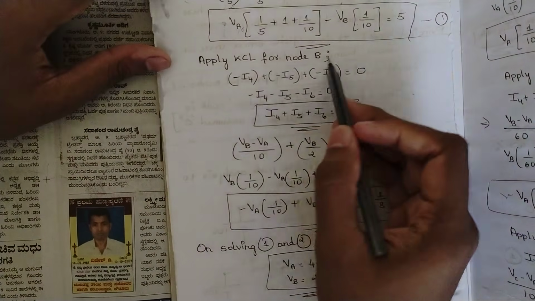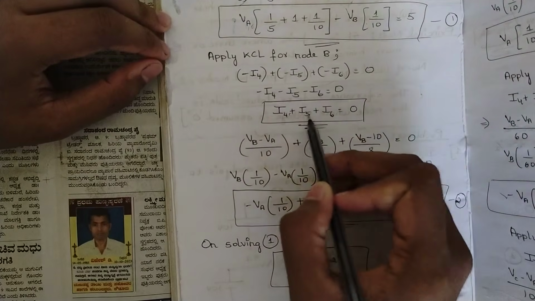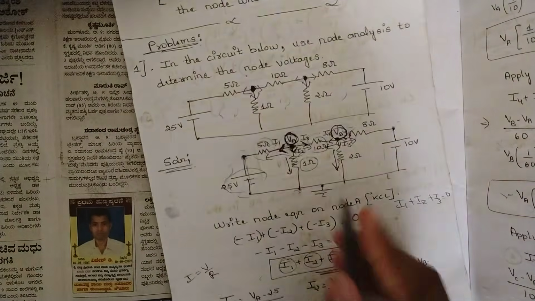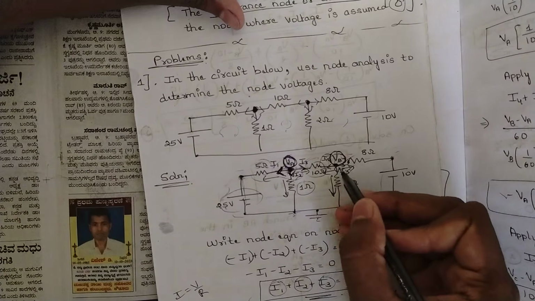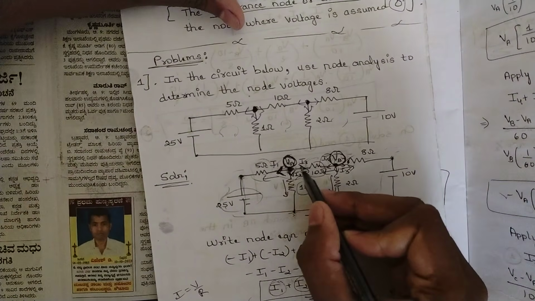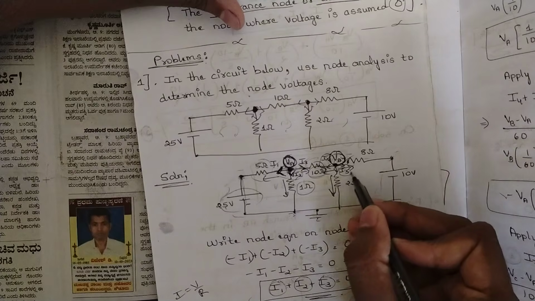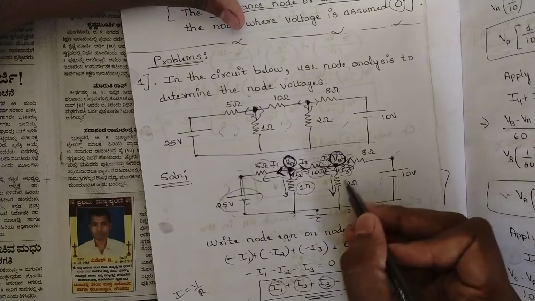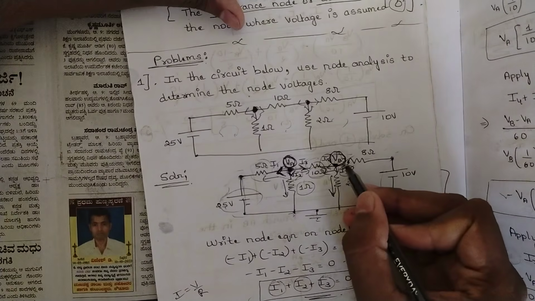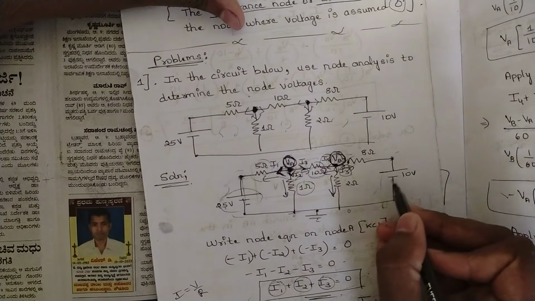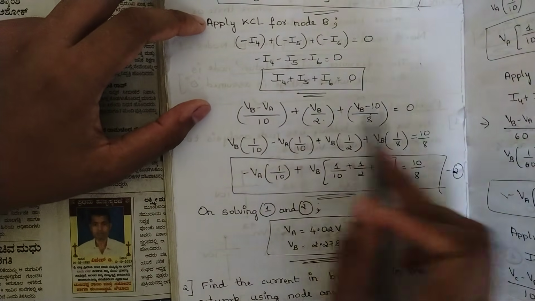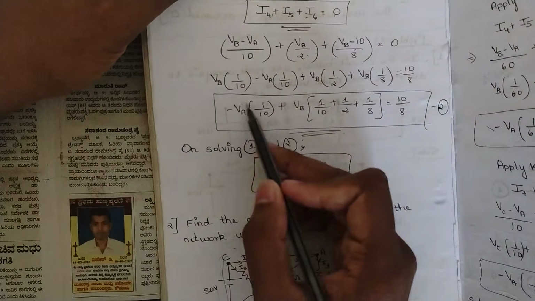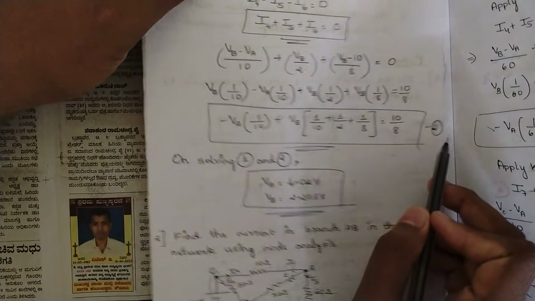Similarly, apply KCL on node B, that is I4 plus I5 plus I6 is equal to 0, which I have seen in this circuit only. Here the value of I4 is VB minus VA divided by 10. The value of I5 is VB minus 0 divided by 2, that is VB by 2. And the value of I6 is VB minus 10 divided by 8. Let us check all the values. Yes, the values are the same. I have substituted the values of I4, I5, I6, solved it and grouped the VA and VB terms together, and we have got this equation 2.